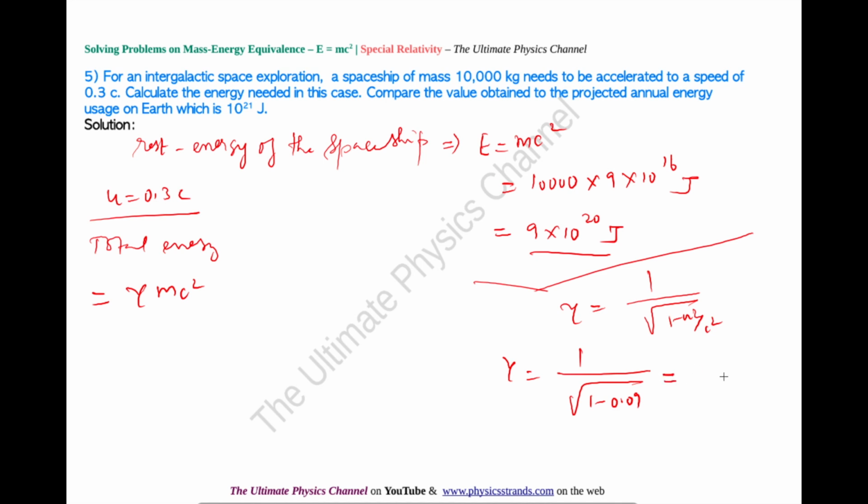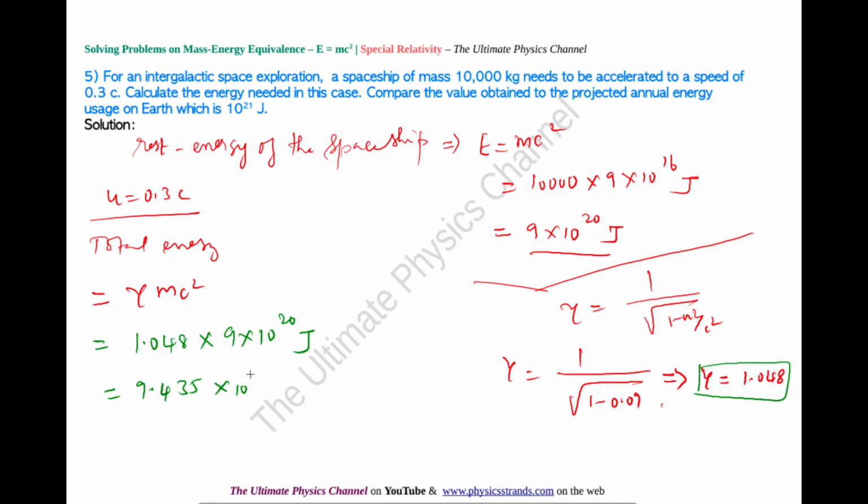And if we work this out directly, gamma is equal to 1.048. So that is the gamma I'm getting here. If I substitute that here, 1.048 for gamma times the mc squared, which we have calculated to be 9 times 10 to the power 20 joules, that is equal to 9.435 times 10 to the power 20 joules. That is the total energy of the spaceship. Now this is very high.